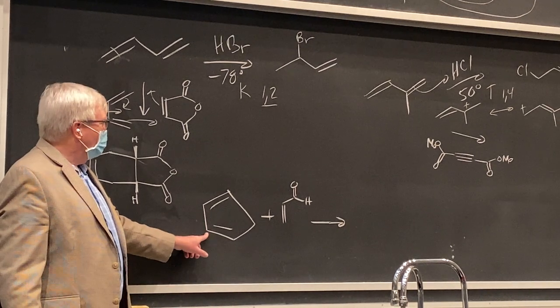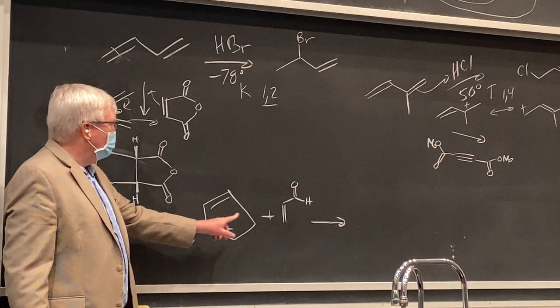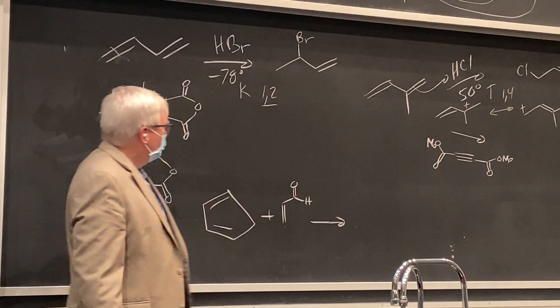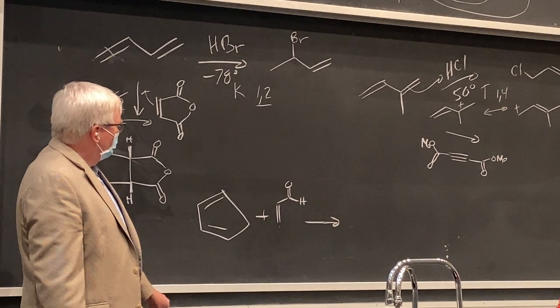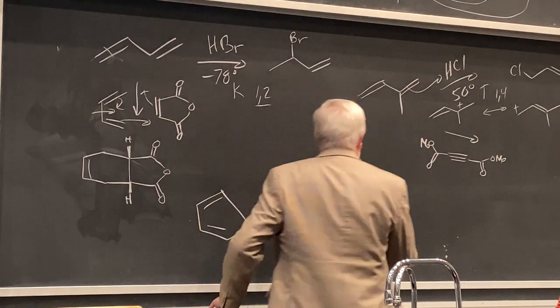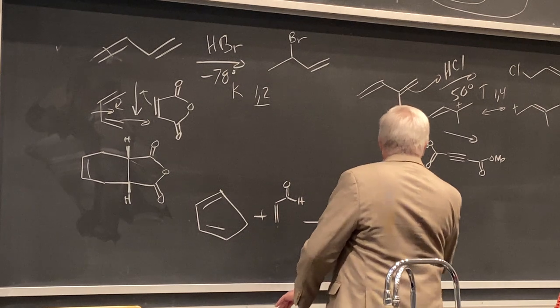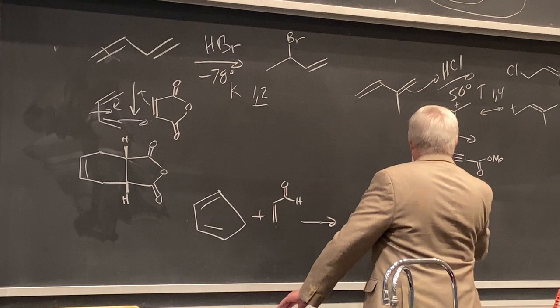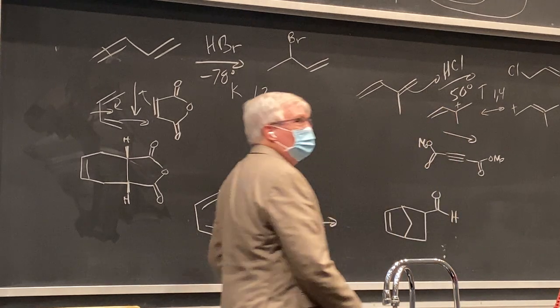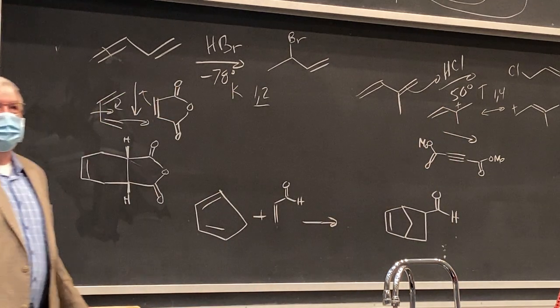Here we have cyclopentadiene with the unsaturated aldehyde here, acrolein it's called. And we can do the reaction and see the connectivity there. And if that's all you put, you get partial credit. But what's the issue here?